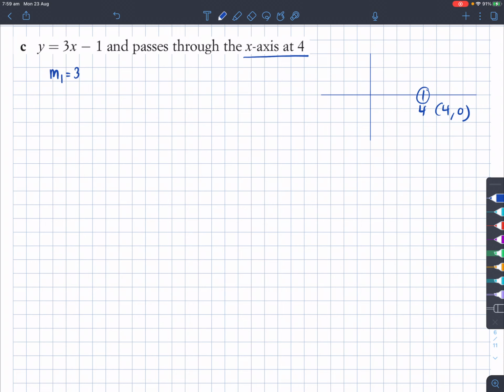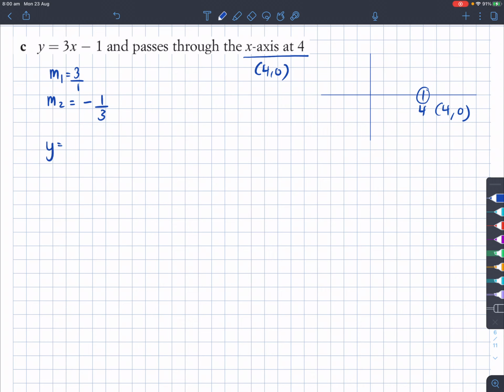M1 in this case is just equal to 3, the number before the x, which is the same thing as 3 over 1, if you rewrite it that way. M2, which is our perpendicular gradient, is -1 over 3. It's the negative reciprocal of this number. Our new point that we've got to use for our working out is 4, 0. I'm just going to write that there.